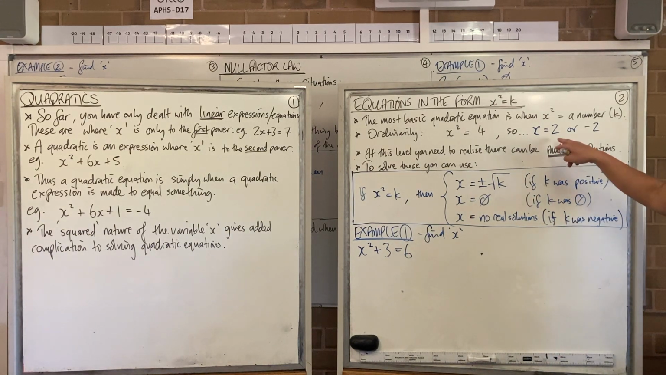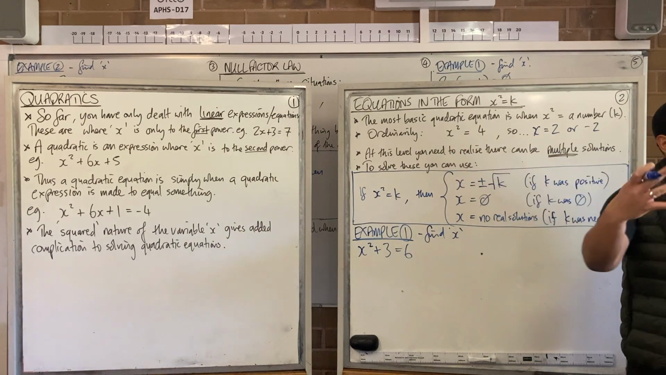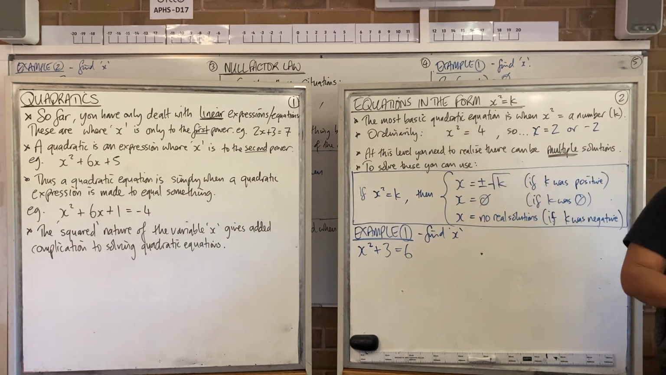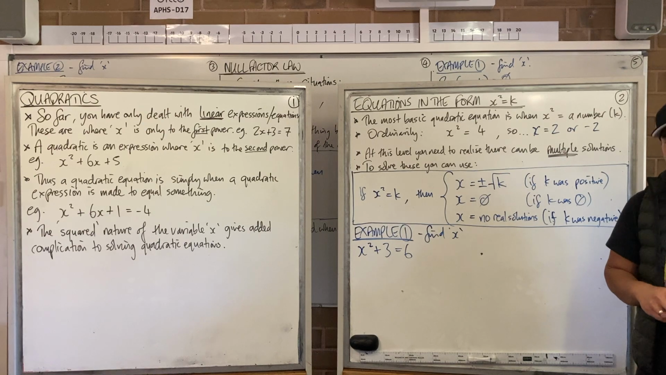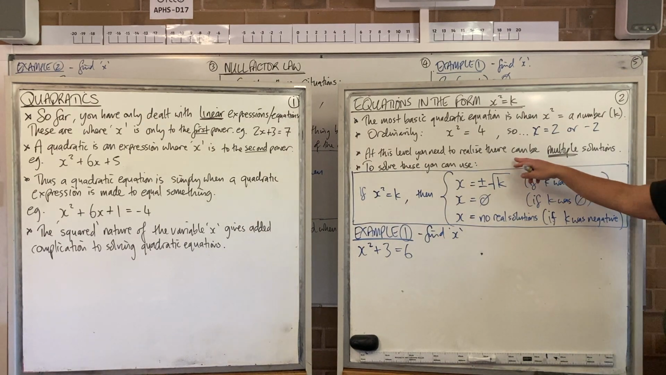Okay? And that's why I introduce it like this. Because can you see how that should be obvious to people? What do I times by itself to get 4? 2. And then I immediately go, no, that's not the only way. Because do you agree negative 2 times negative 2 is also 4? There we go. That's the difference here. At this level, you need to realize there can be multiple solutions.